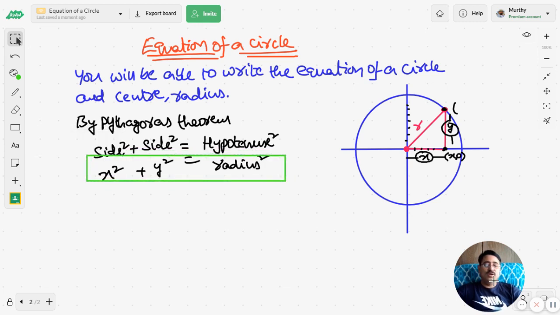Anyhow, nothing to worry. I'll give more examples of this kind, and based on this, I'll give you more and more. Just a minute. Yeah, this is the formula.